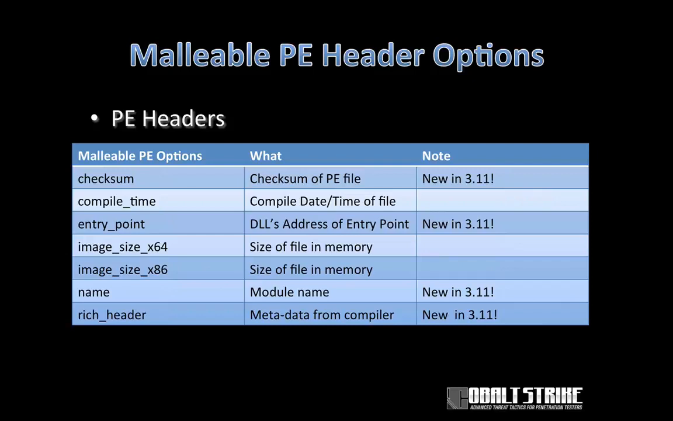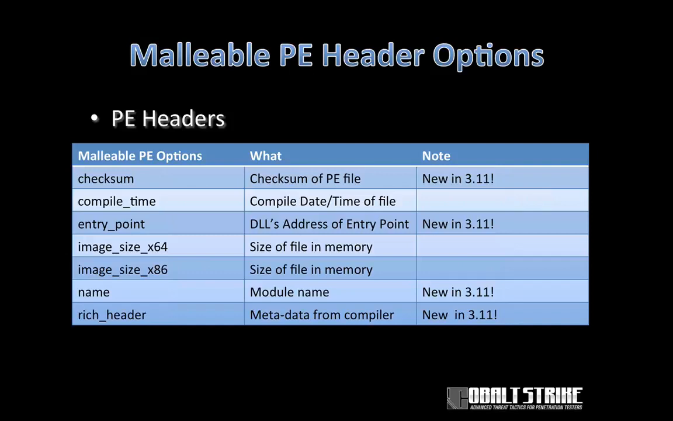In part 4 of In-memory Evasion, I introduced some of the headers that you could set. Well, Cobalt Strike 3.11 expands these. You can now set the checksum field in Beacon's PE header. You can set the entry point value. You can set the module name because it is a DLL. And you can pull an arbitrary rich header into your Cobalt Strike Beacon DLL as well.